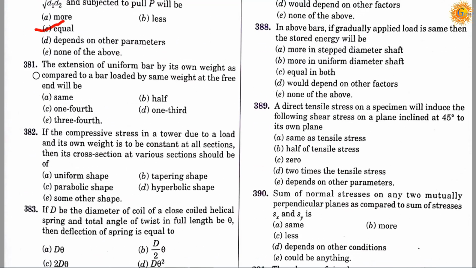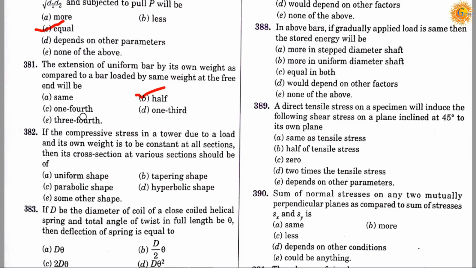Question number 381. The extension of uniform bar by its own weight as compared to a bar loaded by same weight at the free end will be option A same, option B half, option C 1/4, option D 1/3, and option E 3/4. Correct answer is B. It will be half.